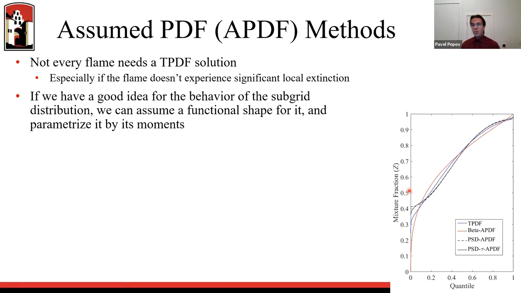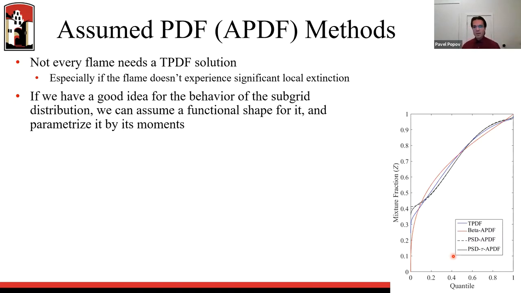So here, for example, I have a quantile plot of the beta distribution, which is the red curve, versus the actual subgrid distribution as predicted by a transport PDF method, and versus the new distributions which I'm introducing in this talk, and all of those four distributions have exactly the same mean and variance.